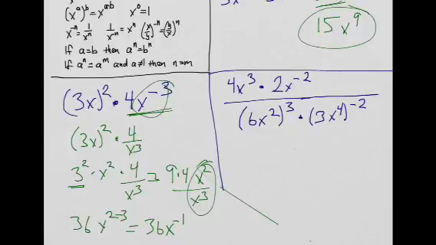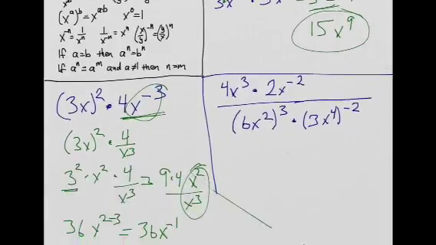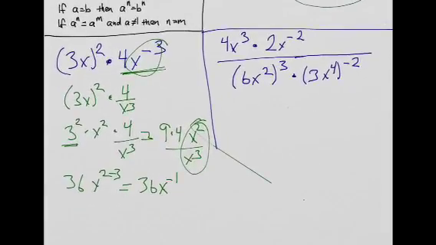Now, since my instructions say rewrite in the form a times x to the n, I'm going to leave this one with a negative exponent. If my instructions were to say rewrite with only positive exponents, then I would rewrite this one as 36 over x. Doesn't really matter. This is the way to do it if you don't like to deal with negative exponents.